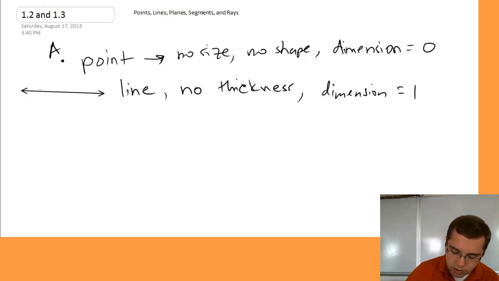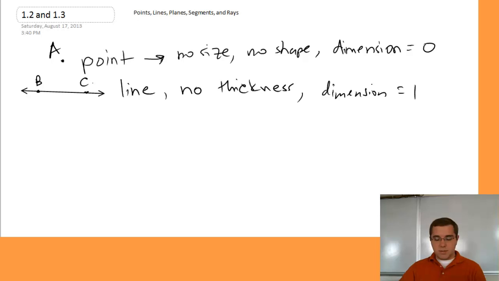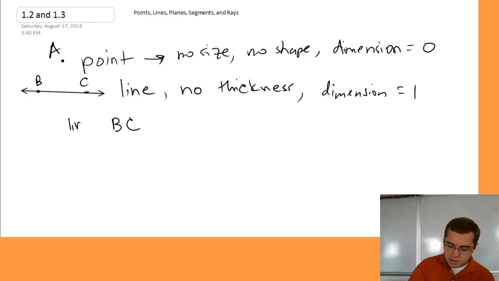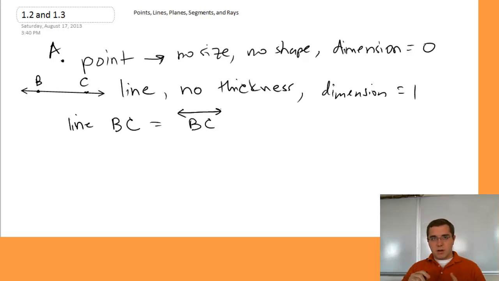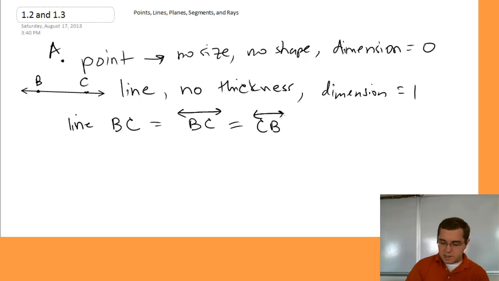A line we label with any 2 points that are on that line. So if this line contains points B and C, we can call it line BC. And line BC is written out in symbols, or denoted as BC with a bar above them and an arrow on each end of the bar. The arrows are necessary to distinguish that it's a line. It extends infinitely in both of those directions. Notice it doesn't matter which order we put them in. Line BC is the same as line CB. There's only one line that contains those 2 points. 2 points determine a line.